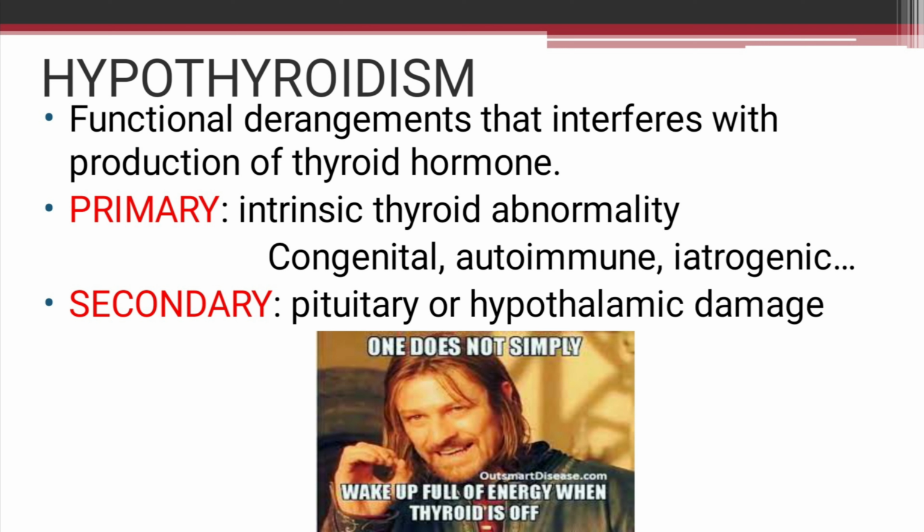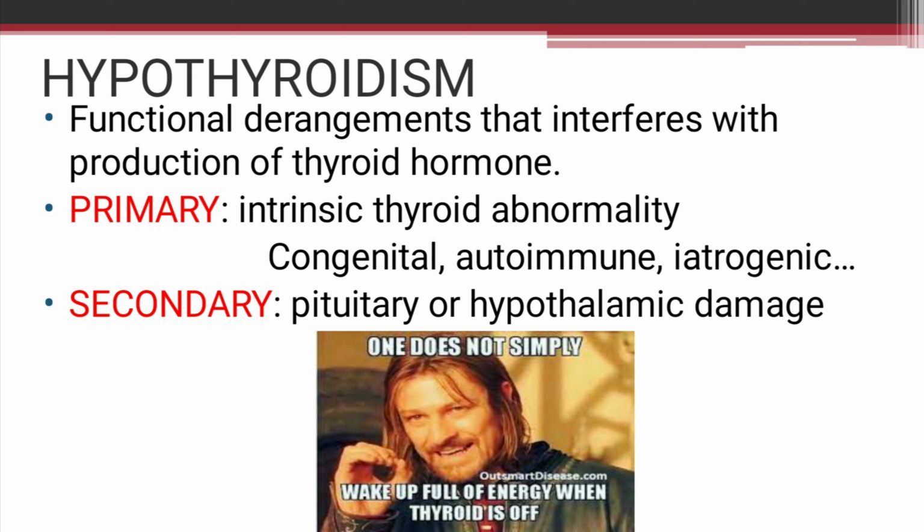Next is about hypothyroidism, where there is underproduction of thyroid hormone by the thyroid gland. It may be primary or secondary hypothyroidism. In primary hypothyroidism, the cause is present inside the thyroid gland, that is intrinsic thyroid abnormality. The primary hypothyroidism can be congenital, autoimmune, or iatrogenic.